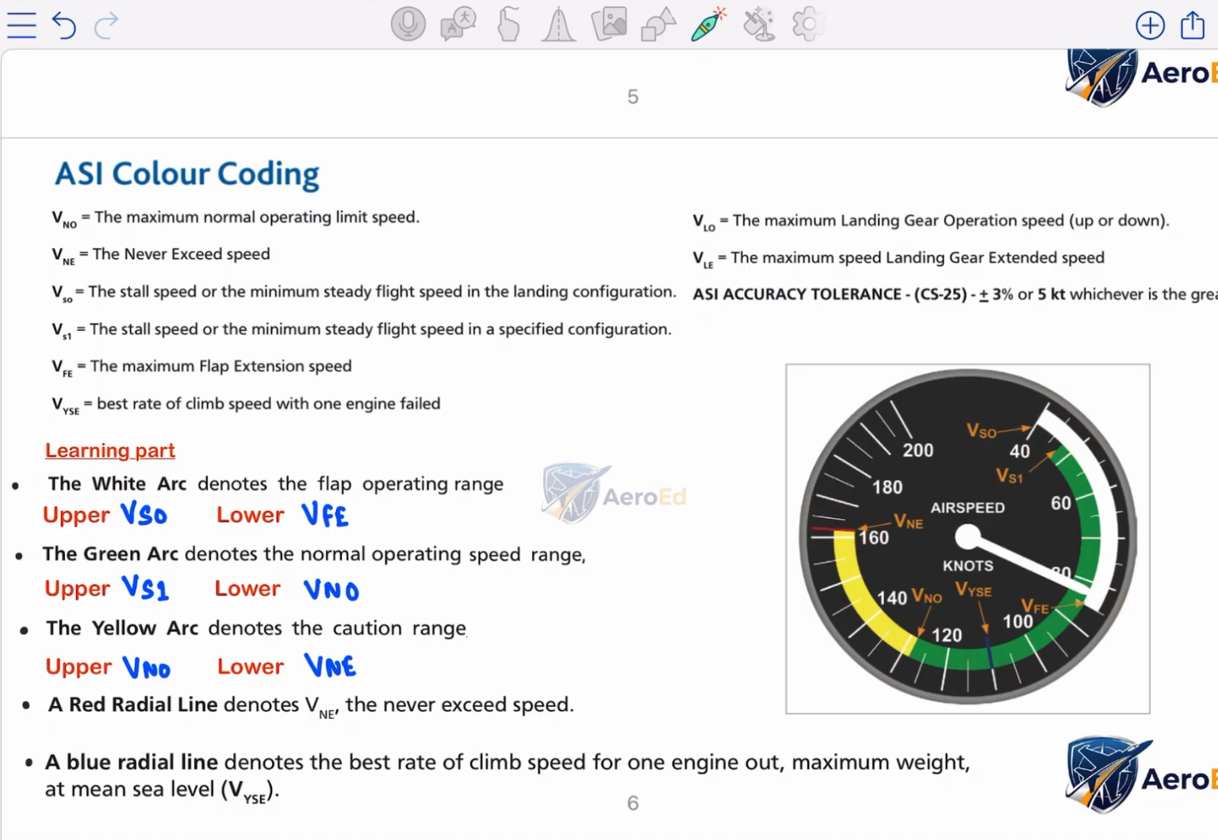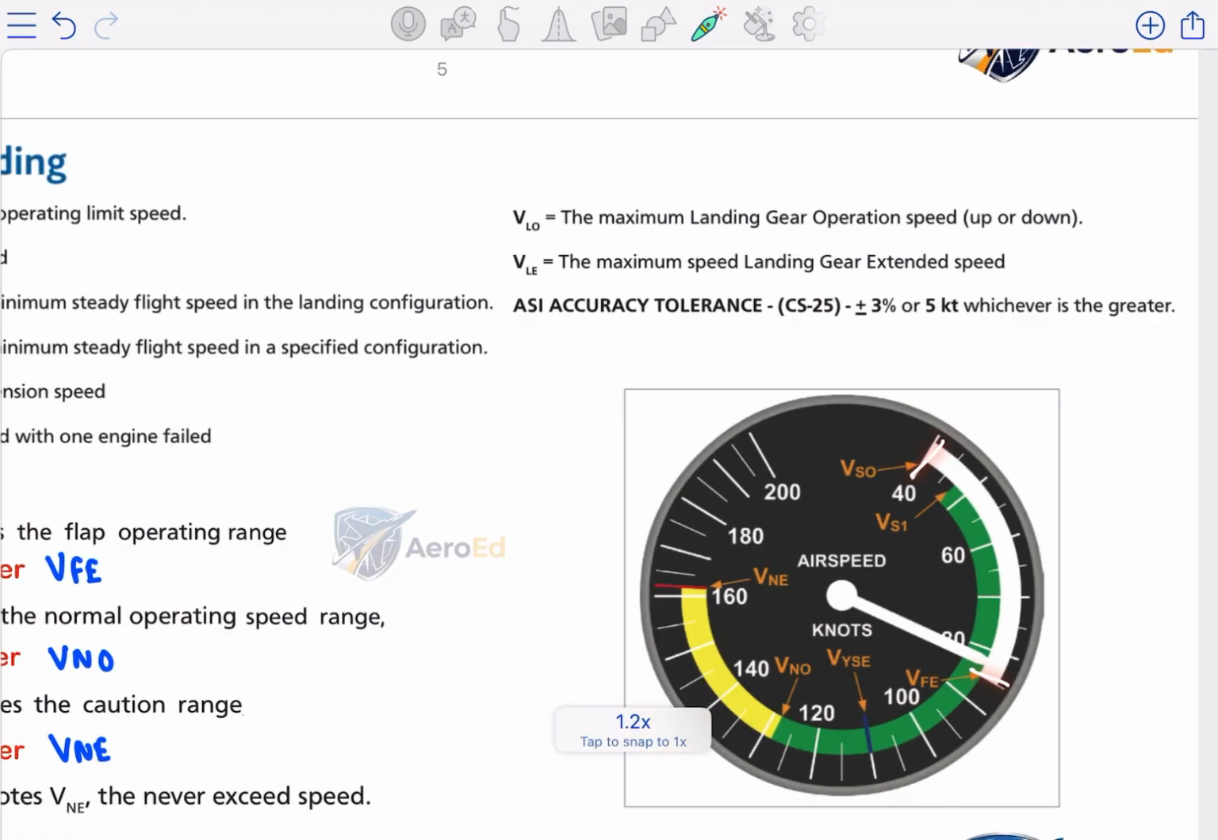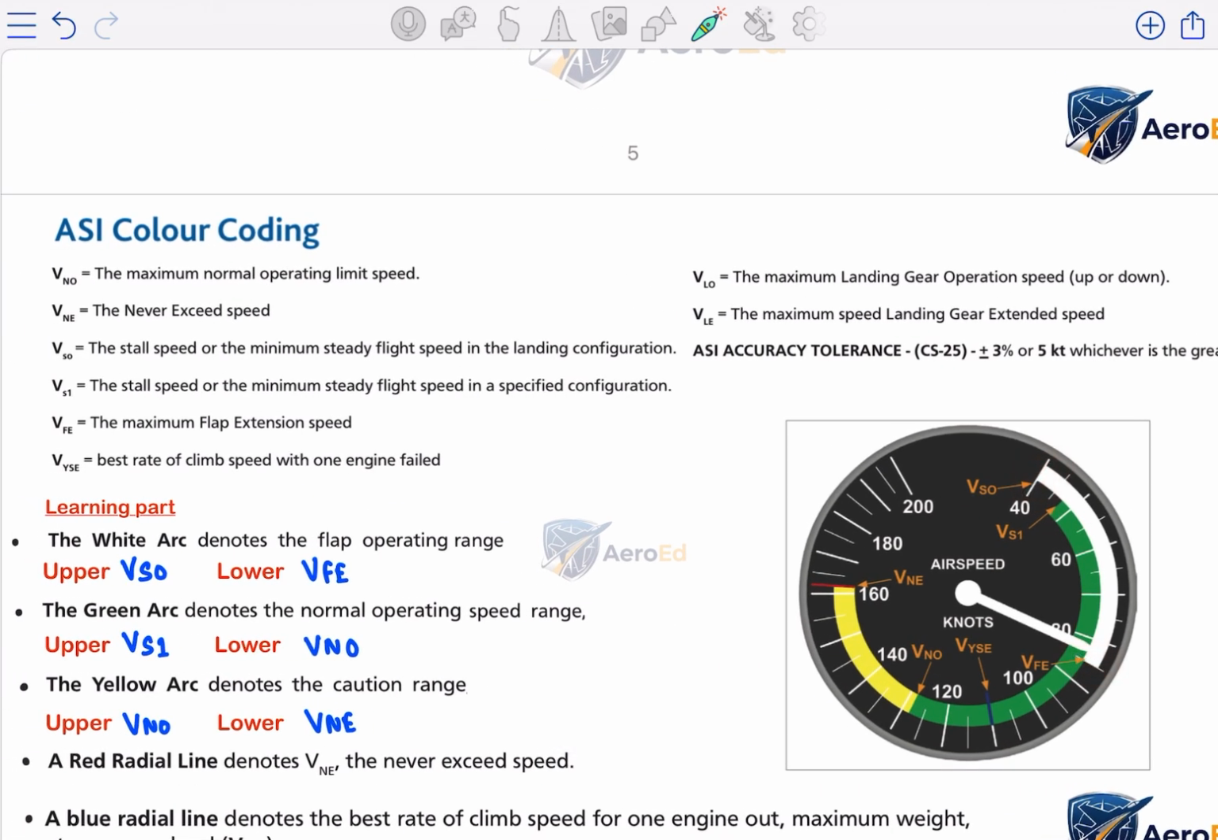The first arc is the white arc, which denotes the flap operating range. The upper range is VSO and the lower is VFE. What is VSO? VSO is the stall speed or the minimum steady flight speed in the landing configuration. And the lower range states VFE, which is the maximum flap extension speed, the maximum speed at which the flaps can be extended.